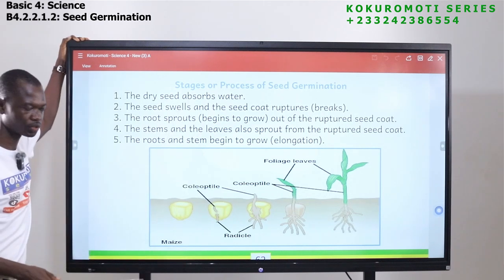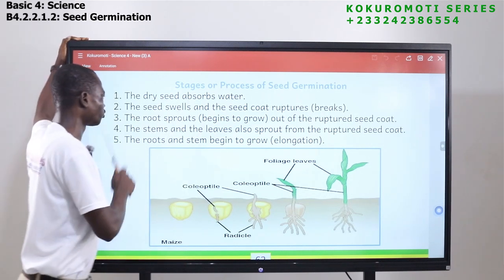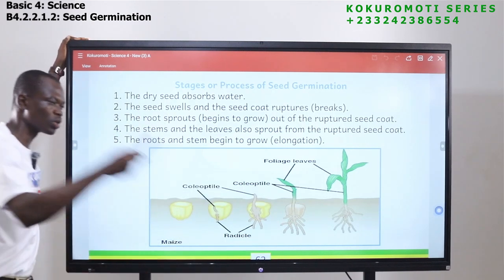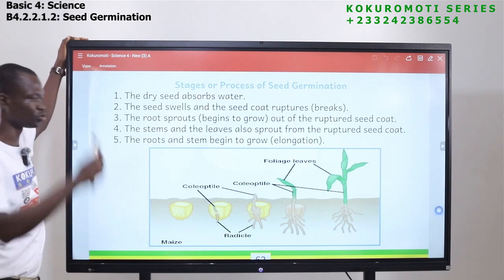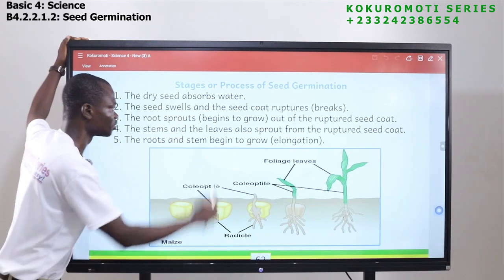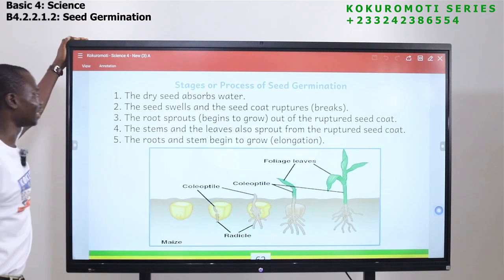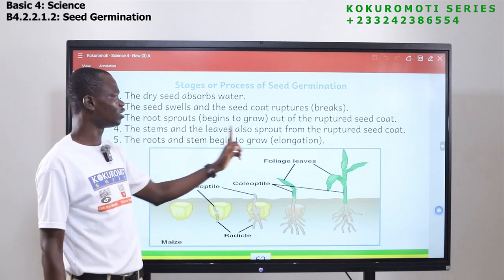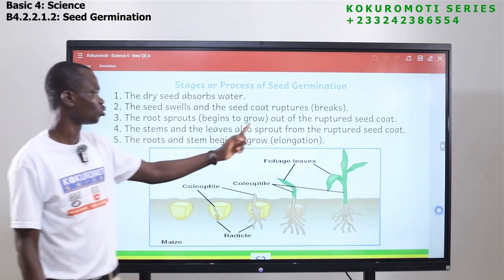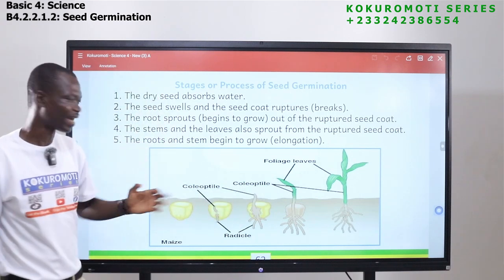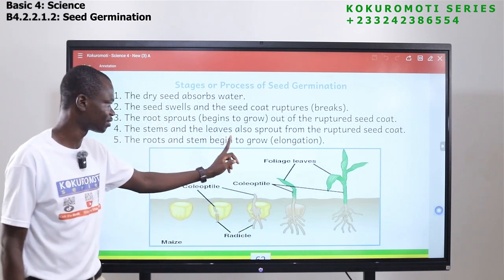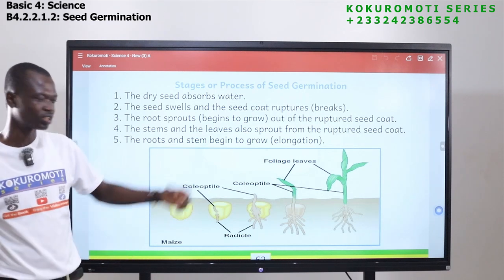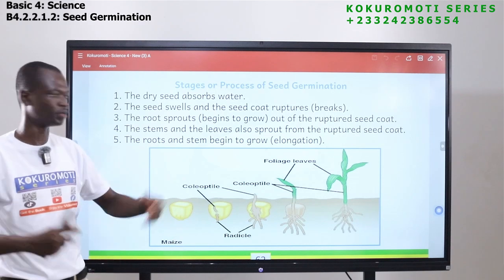It gets the water from the soil, so you should know that. 2, because of the water, the seed swells and the seed coat ruptures, or it will break. Now, after the seed coat is ruptured, the third thing that will happen is that the roots will come out. So the root sprout, meaning begins to grow, the roots will come out, followed by the stem and then the leaves. The last thing is that the roots that came out first will become long. The stem too that follows will also become long.